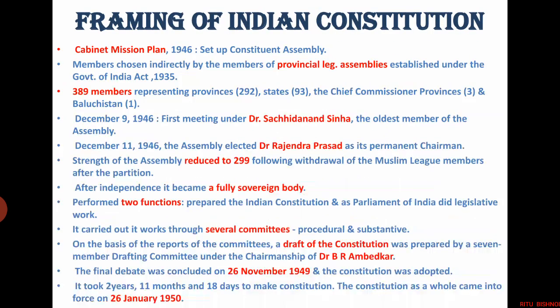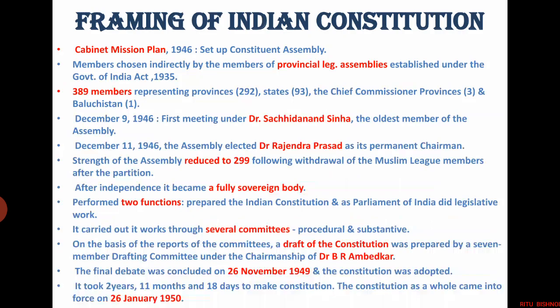Now let's discuss how our constitution was made. The Constitution of India was framed by a Constituent Assembly set up under the Cabinet Mission Plan of 1946. The members were indirectly elected by the members of provincial legislative assemblies. The assembly consisted of 389 members.